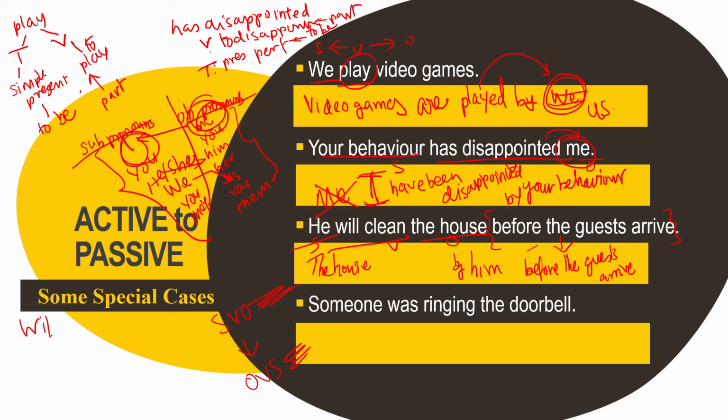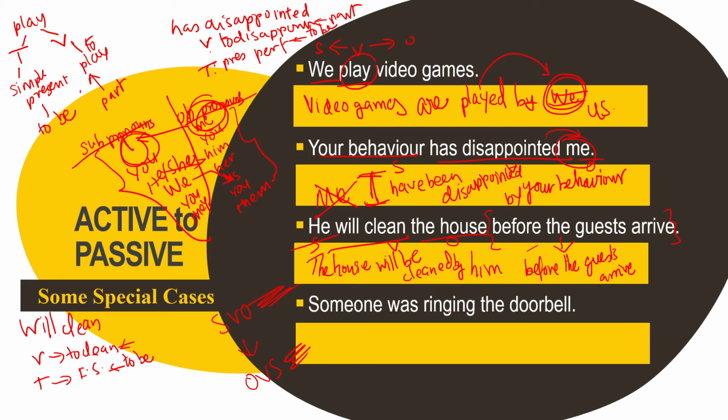Now change the verb. You have will clean. The verb is to clean. What is the tense of this? Will tells you future simple. You have to put to be in this tense: will be, and you need to put the participle of the verb. To clean, participle is cleaned, and therefore you get: the house will be cleaned by him before the guests arrive.